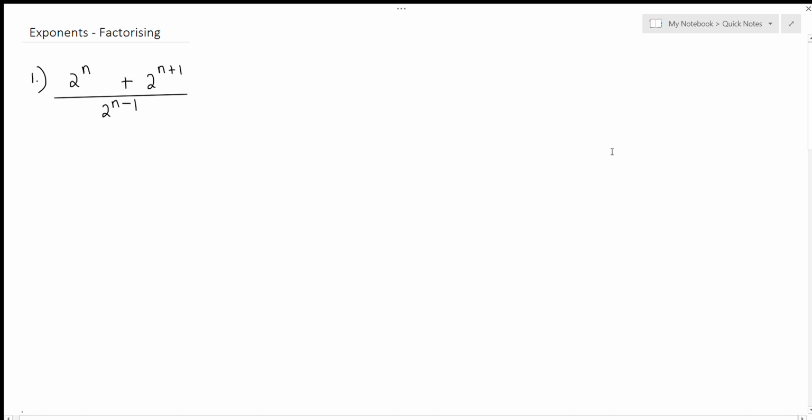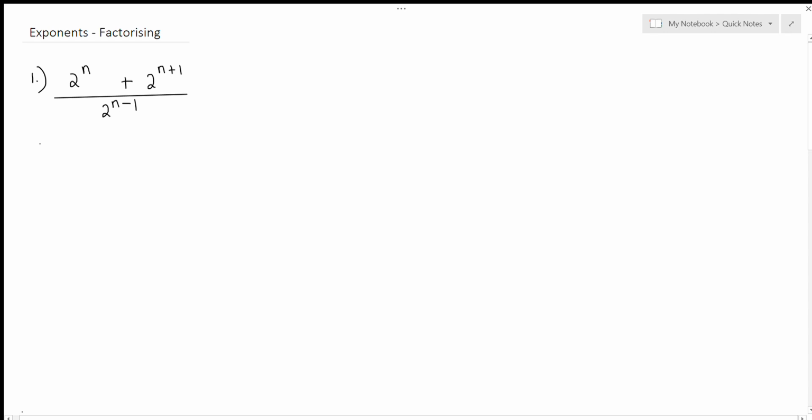Today we're going to be looking at exponents, but in this particular case we're going to be looking at factorizing when given an exponent. So looking at our first example, you can see that we have a plus in the center here. So if you have a plus or minus sign, we know that we need to be looking to be taking out a common factor.